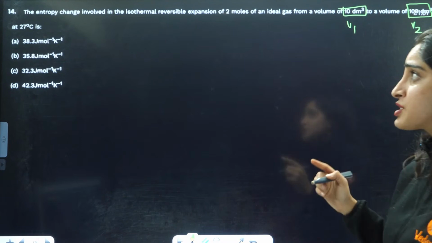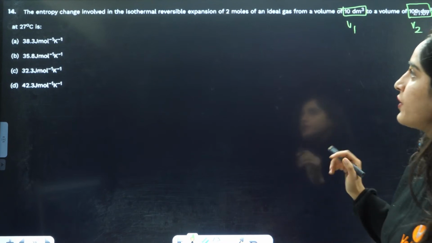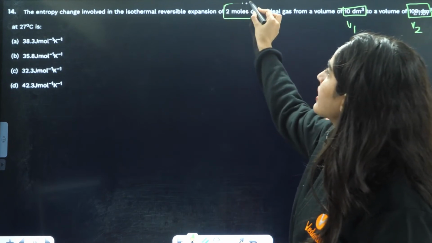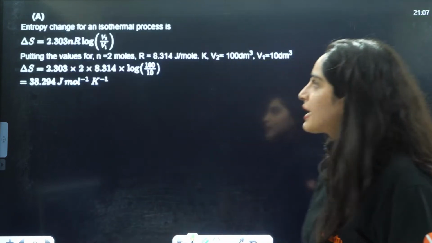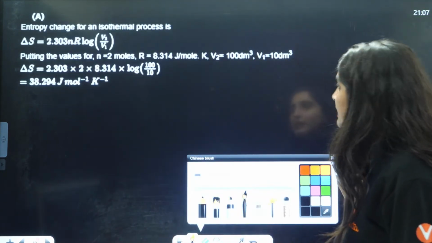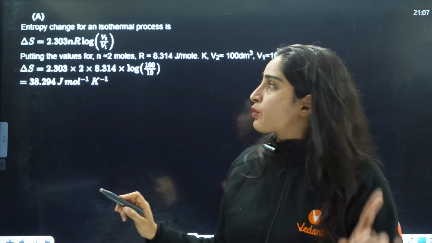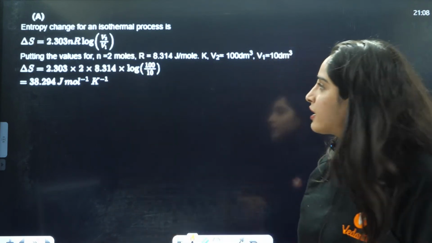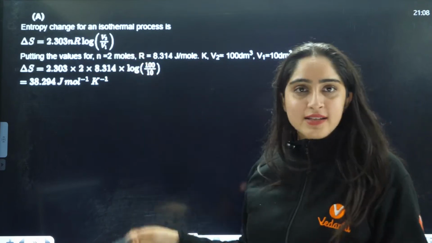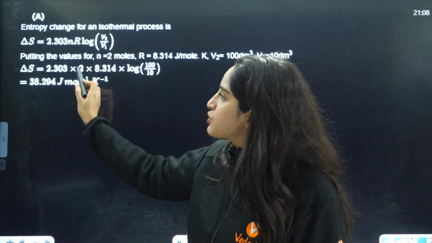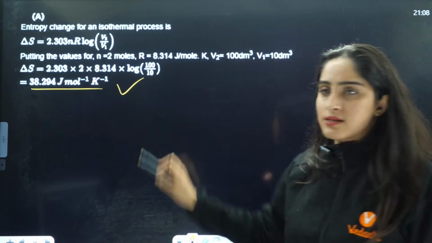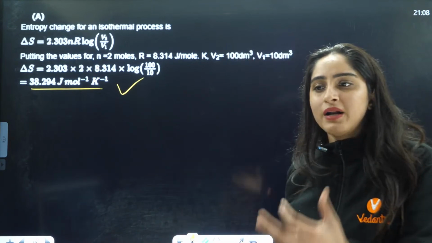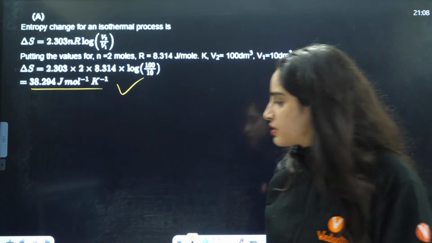For a reversible process, isothermal is given, with the number of moles given to you, that is 2, right? So just put this formula directly, that is delta S is equal to 2.303 n R log V2 by V1, right? V2 you know, V1 you know, R is 8.314, right? n is 2, so put this and you will get your answer, right? It's a simple direct formula based question, right?